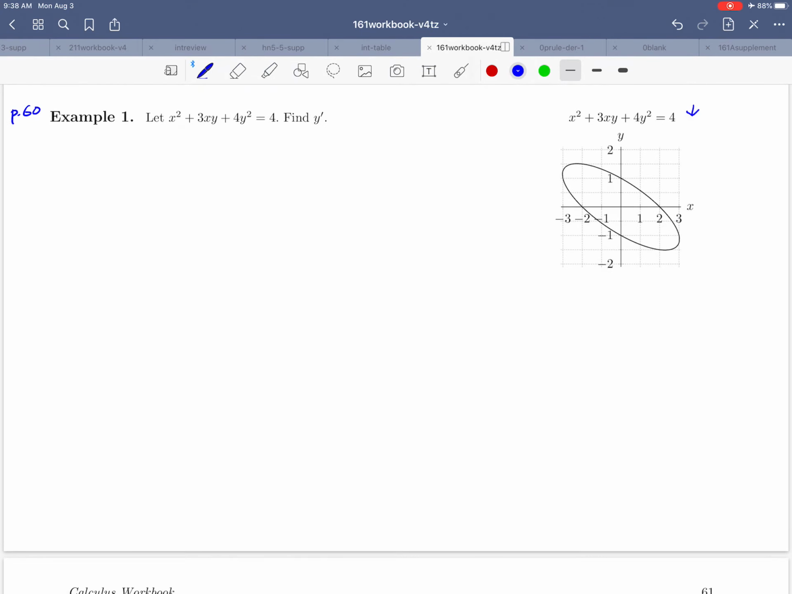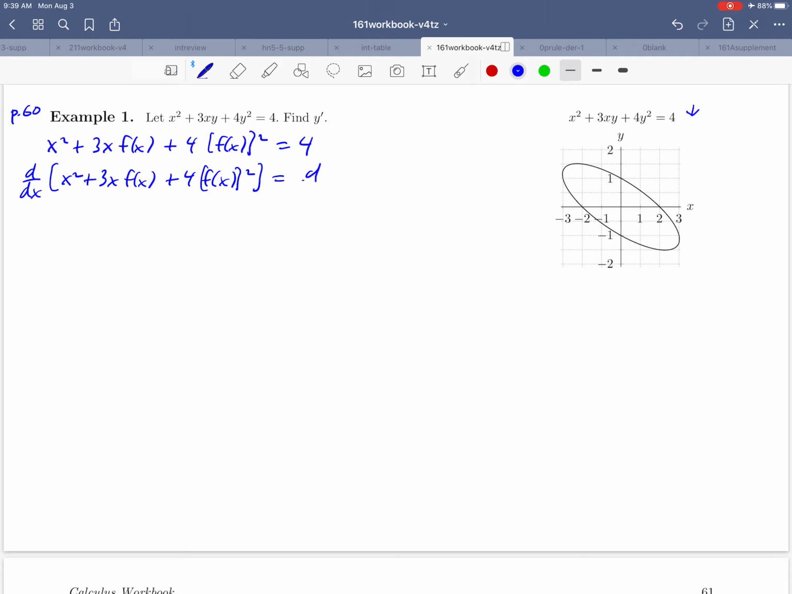Okay, so let's do those things in order. We'll start by letting y be f of x. So every y that we see, we're going to replace with an f of x. Then we're going to take the derivative of both sides. Okay, f of x squared. Over on the right, we've got just the derivative of 4. And now we're ready to take some derivatives here.